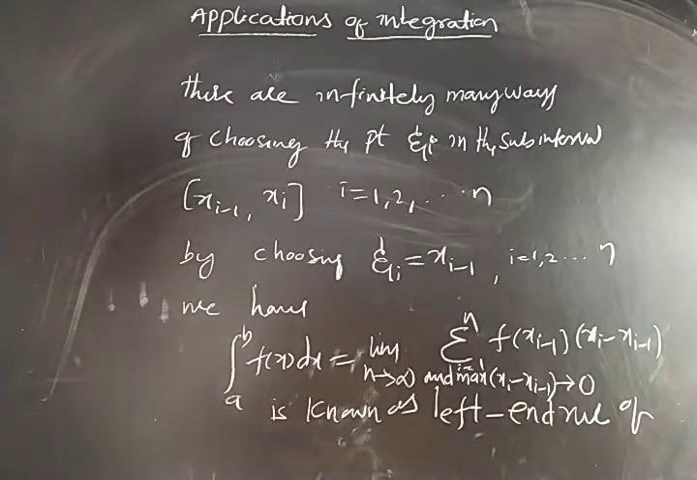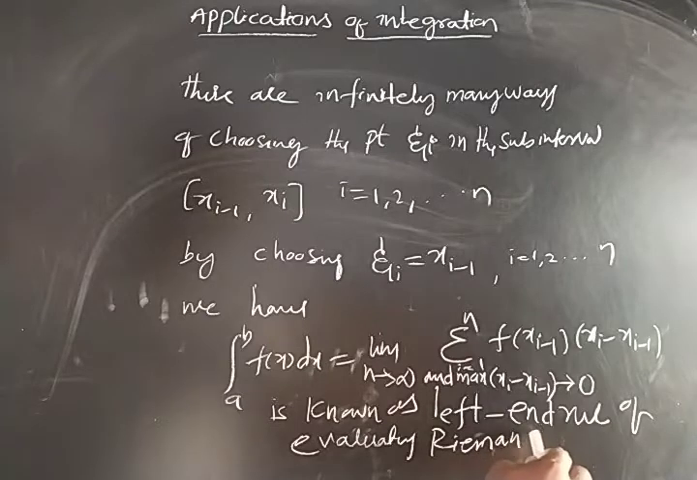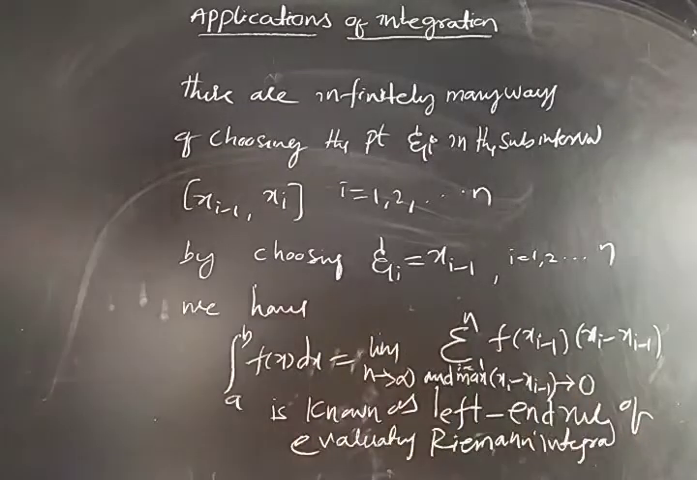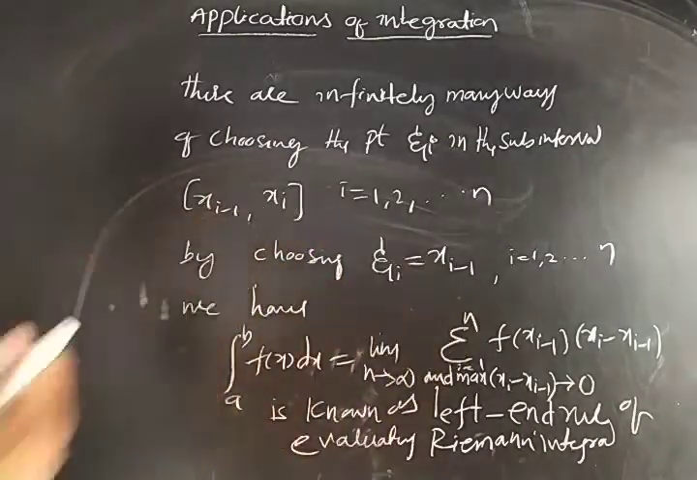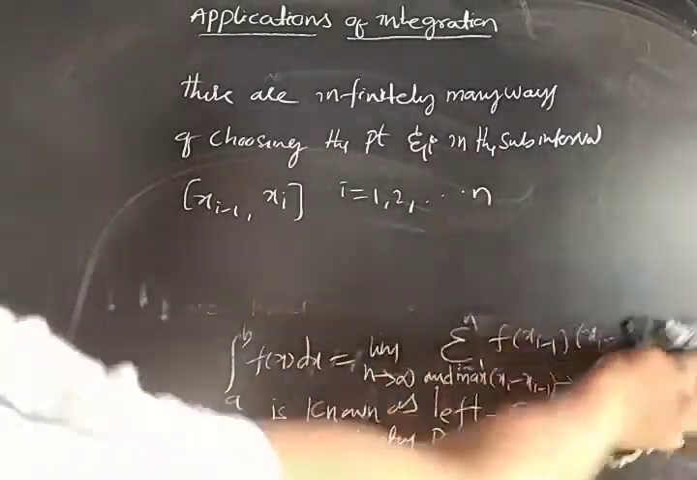Left hand rule of evaluating Riemann integral. In place of zeta i, if you select the lower limit of the interval x i minus 1, then it is known as the left hand rule of evaluating Riemann integral.